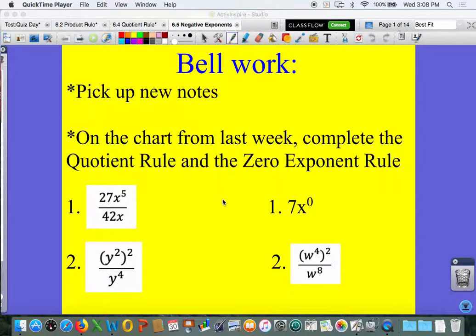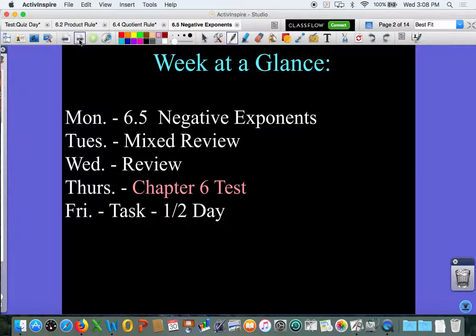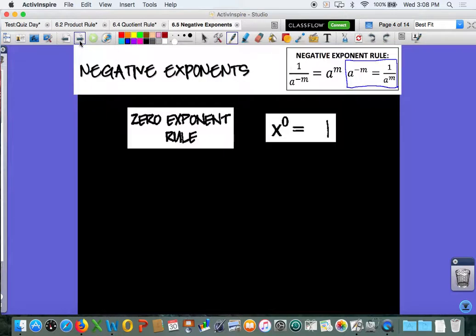Everyone, today we're going to be working with the negative exponent rule. So let's look at our notes. With the negative exponent rule, we have to pay attention to the fact that if an exponent is negative, something needs to change. It cannot stay negative.